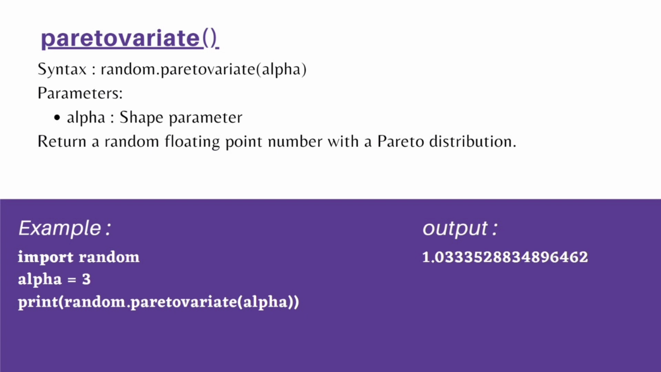Paretovariate. Syntax is random.paretovariate(alpha). Parameters: alpha is the shape parameter. Returns a random floating point number with a Pareto distribution.